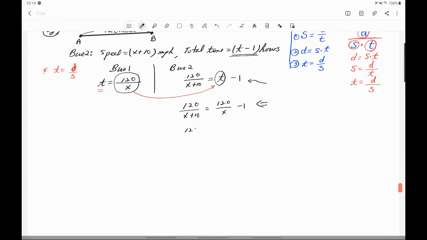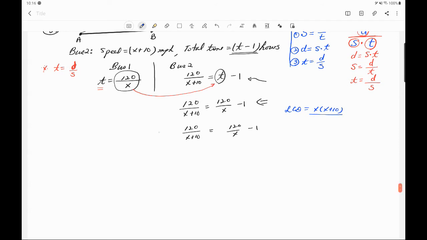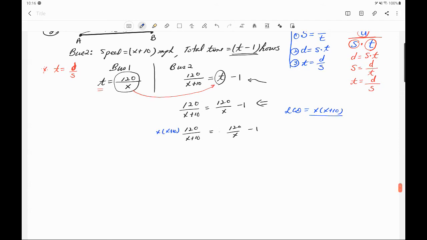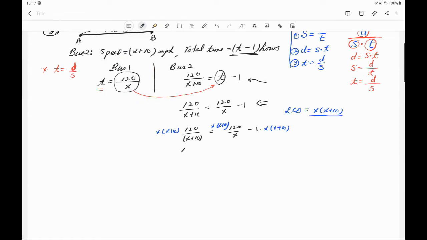So how do you find x? Well, remove the denominator by multiplying the equation by what? The LCD, right? So the LCD is x times x plus 10. So I'm going to multiply each term by x times x plus 10. Multiply this by x times x plus 10, even this one, x times x plus 10. Then this x plus 10 cancels out. We have 120x equals, x cancels out, x plus 10 times 120, and then minus x times x plus 10.